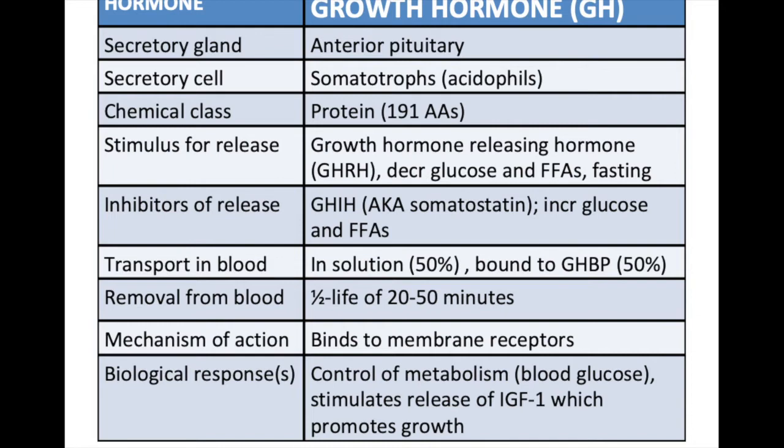Inhibitors of release are somatostatin, increased glucose and free fatty acids, so the fed state inhibits the release of growth hormone. And it's transported in solution, 50%, and bound to a growth hormone binding protein, 50%. And it has a half-time in the blood of about 20 to 50 minutes.